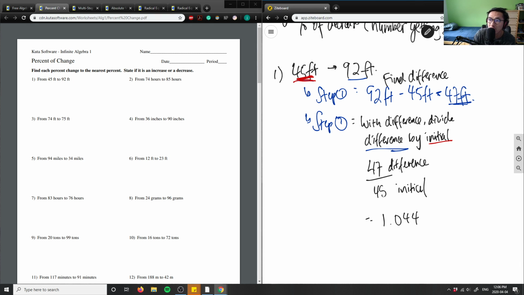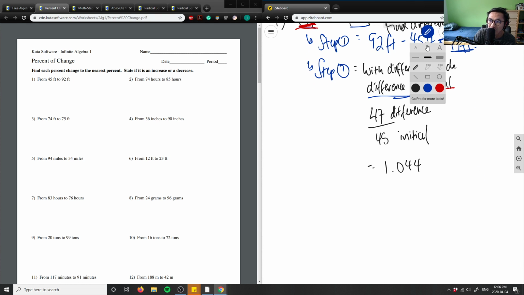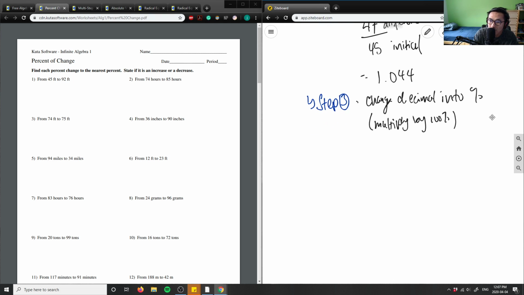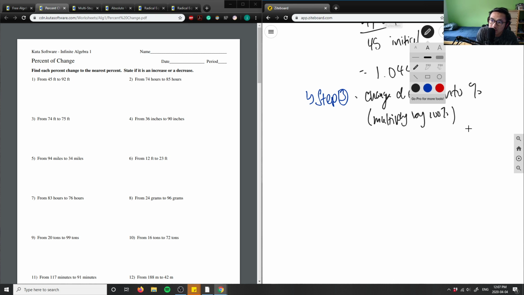So that's my decimal. And then with the decimal, for step 3, I need a percent, right? So I'm going to have to change my decimal into a percentage. So step 3 would be change decimal into percent. And how do we do that? Remember, from decimals to percentages, we multiply by 100%. So I'm taking the decimal 1.044 times 100%. I'm moving the decimal 2 places to the right.